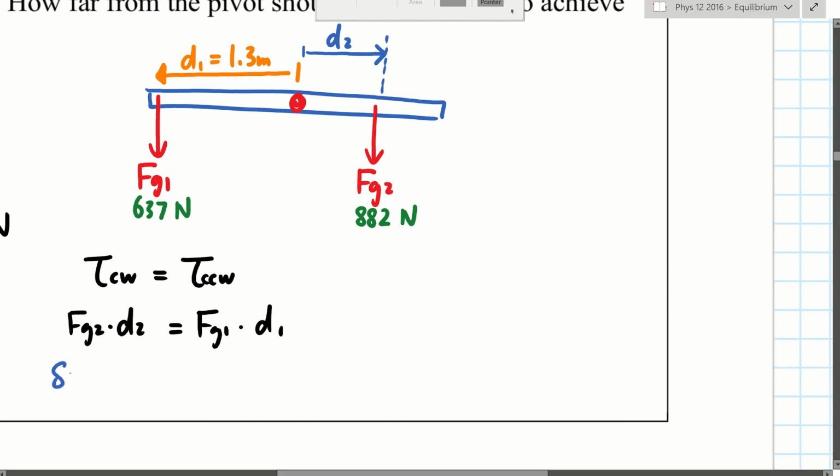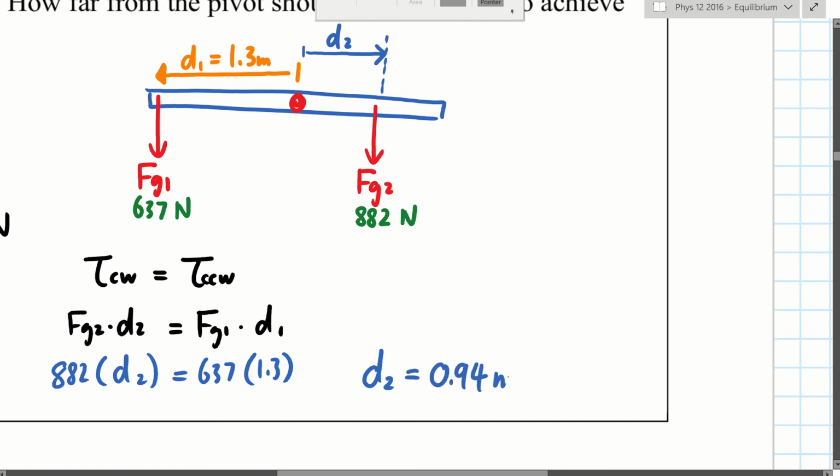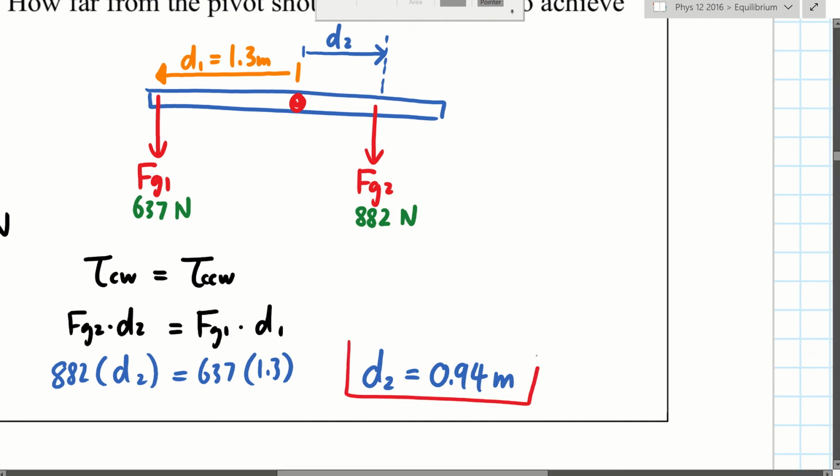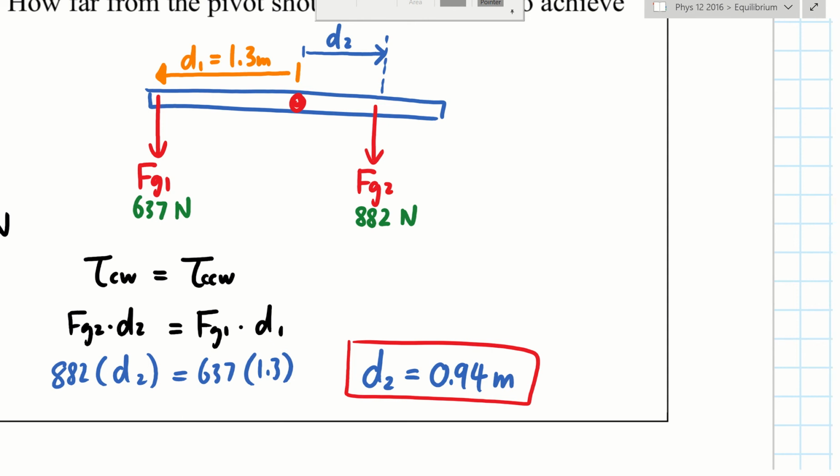So 882 multiplied by the unknown is equal to 637 multiplied by 1.3. See, the calculation is always almost insultingly easy. 0.94. So about 94 centimeters from the middle is where the heavier kit should be sitting, so that this game is not completely lopsided, right?